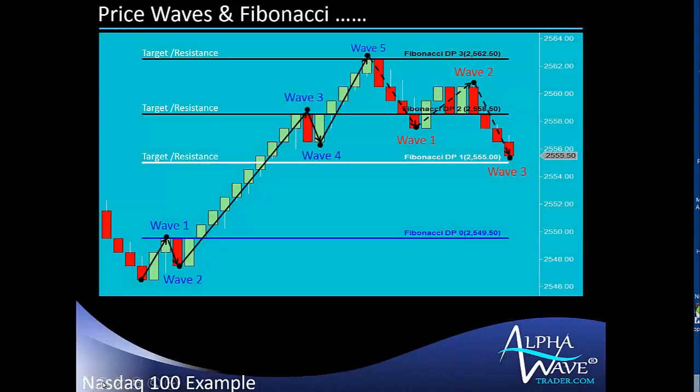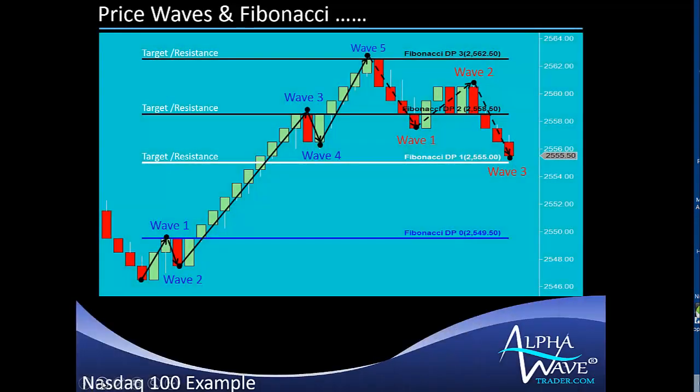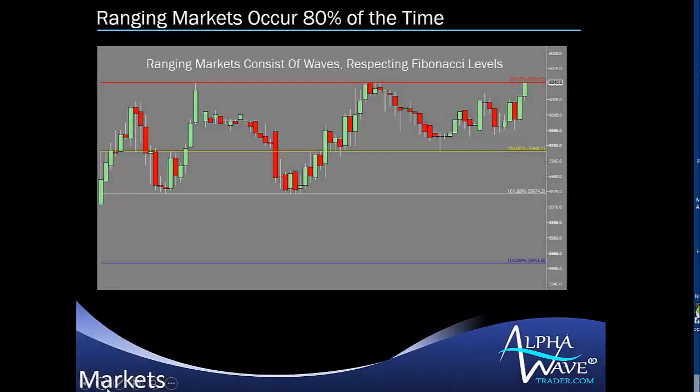Price is simple and it keeps repeating the same dance time and time again. So, here's the classic structure of NASDAQ. Five waves are formed, price reversing. Very, very beautiful and very, very powerful. A classic clean major trend. This is the biggest problem for traders. Ranging markets play out 80% of the time.